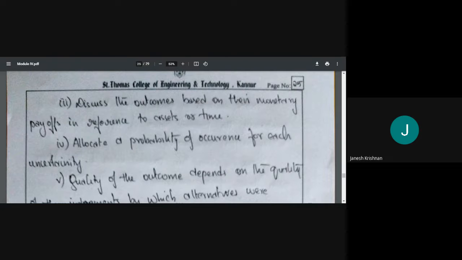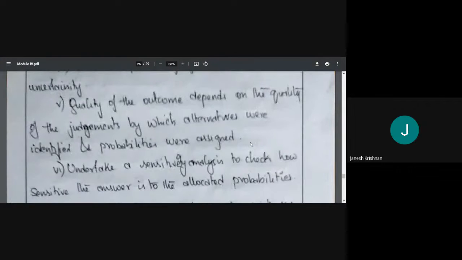Then allocate the probability of occurrence for each uncertainty. Next we are allocating the probability. For each of these alternatives, say we have 5 alternatives, we are defining a probability of occurrence value. Then the quality of the outcome depends on the quality of judgment by which alternatives were identified and probabilities were assigned. That is common sense. We are identifying the alternatives and assigning the probabilities, and that will determine the quality of the outcome.